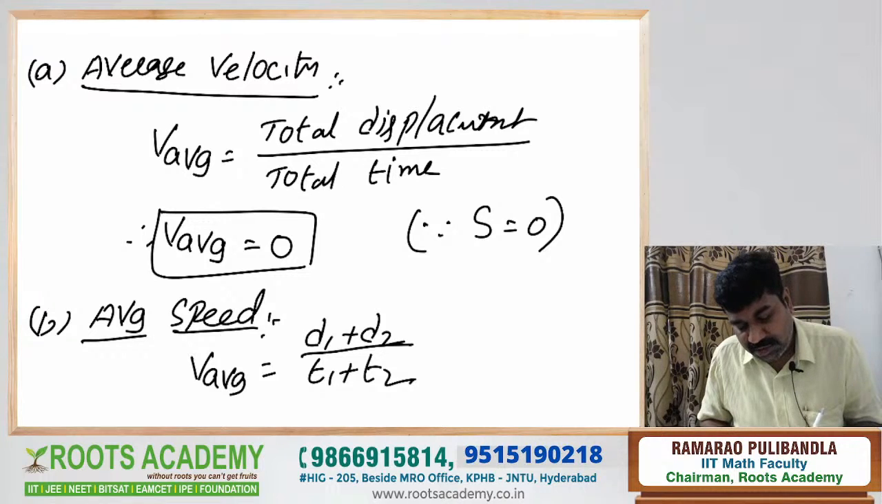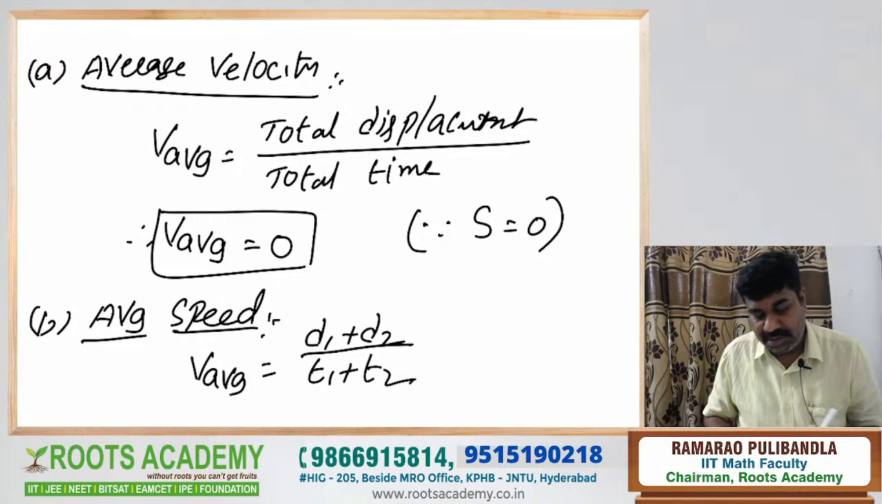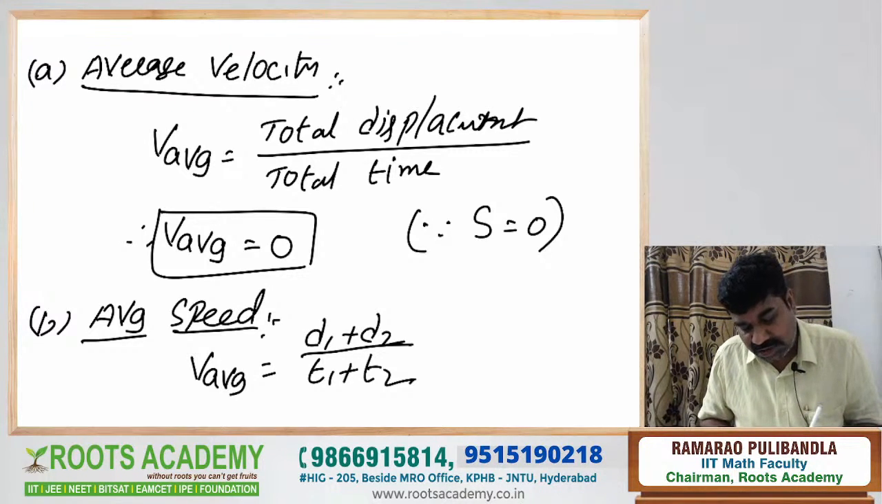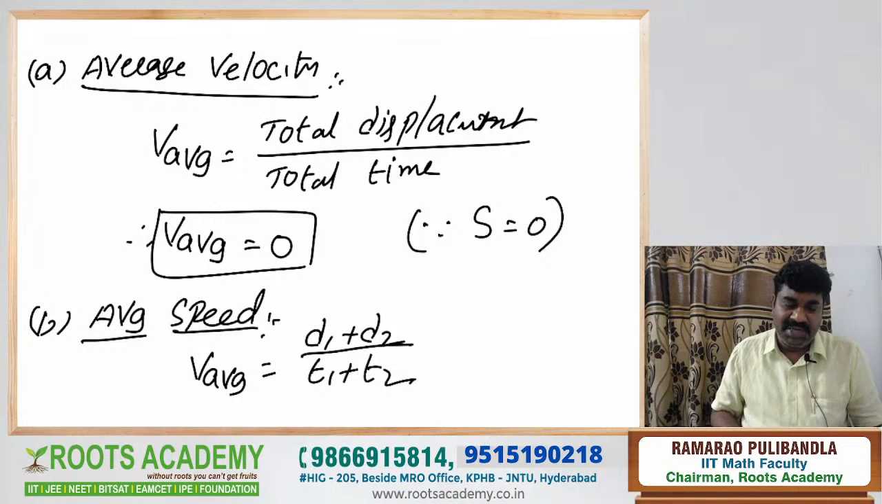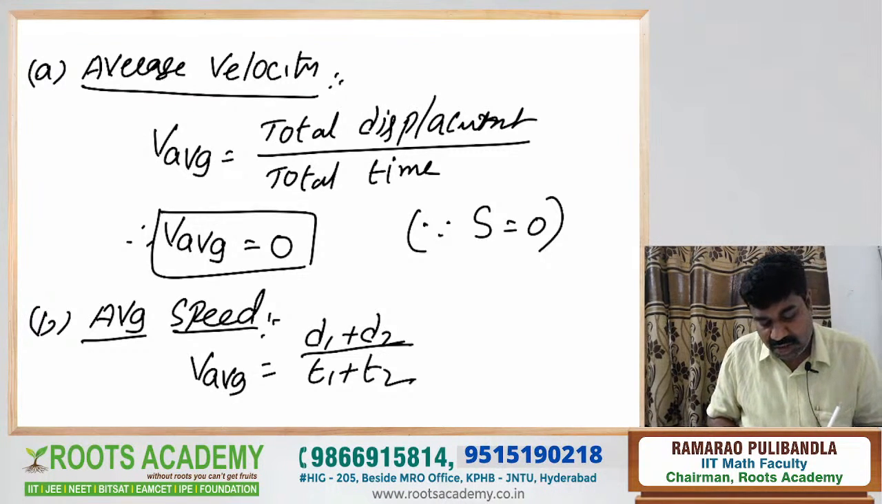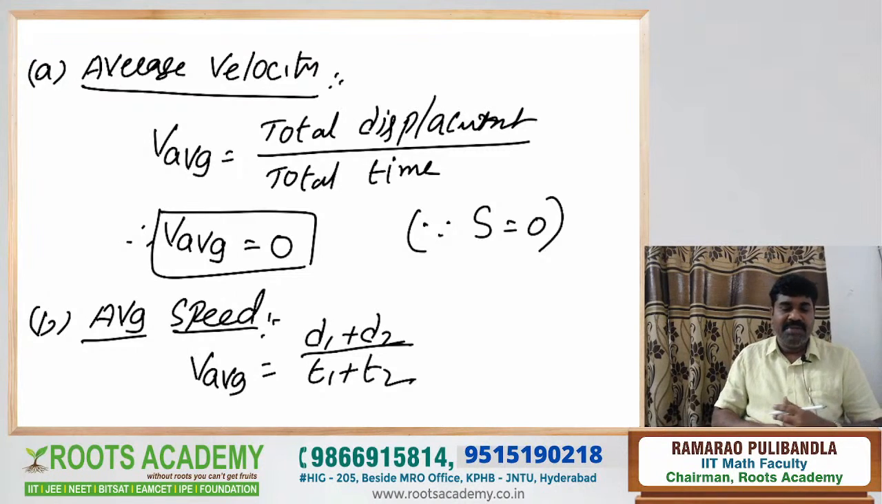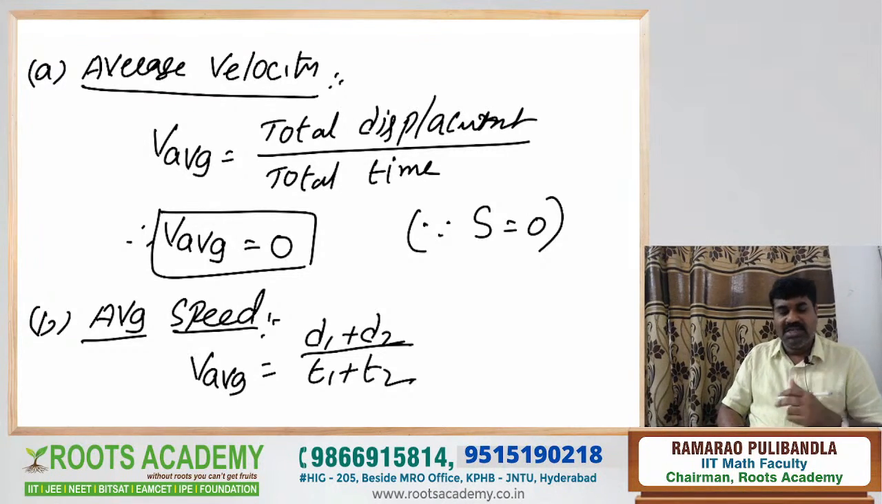T2 is D2 by V2. D2 is also 2.5, and V2 is 7.5 kmph, so this is 1 by 3 hour. Since 1 hour is equal to 60 minutes, T2 is equal to 1 by 3 into 60, which is 20 minutes. So T2 is 20 minutes and T1 is 30 minutes.